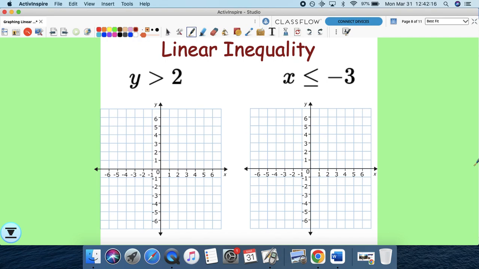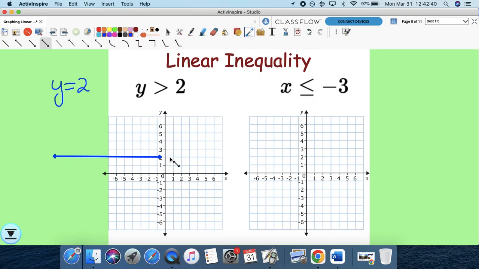Okay, so let's go back to this. Let's see if you remember. This says y is greater than 2. Before we even do that, I want you to graph y equals 2. y equals 2 is a horizontal line that goes across 2, that passes through 2. So what would that line be? That line would be this guy right here.